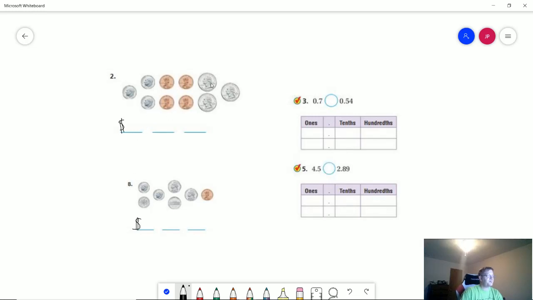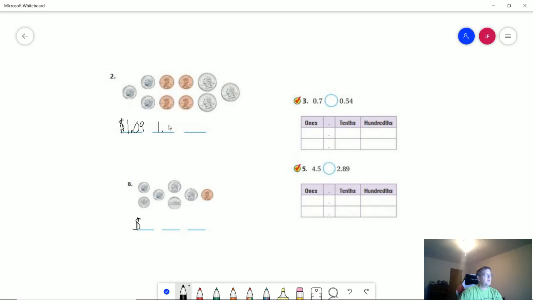So I've got 25, 50, 75, 85, 95, 105, 106, 107, 108, 109. So $1.09. And so our decimal value for this is going to be exactly the same. It's just that we're not going to have the dollar sign.